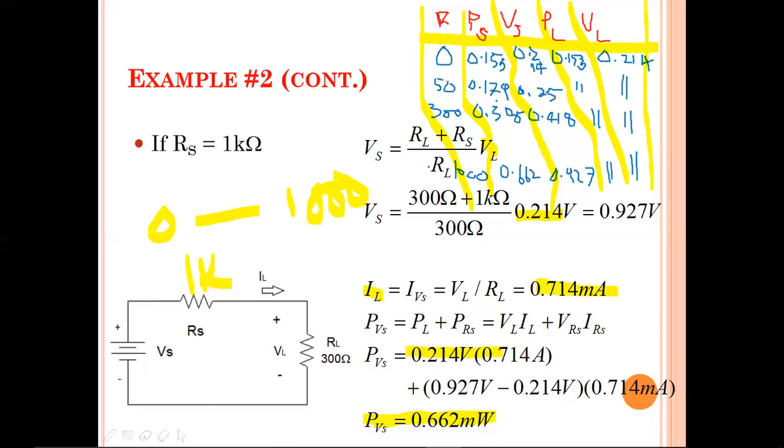What I want to conclude here is that by changing the value of resistance, from 0 to 1000 ohms, with increasing value of resistance, my supply voltage also increases. This is my first point. What is my first point? While changing the value of internal resistance, from 0 to infinity, my voltage value also changes. This is my first point.